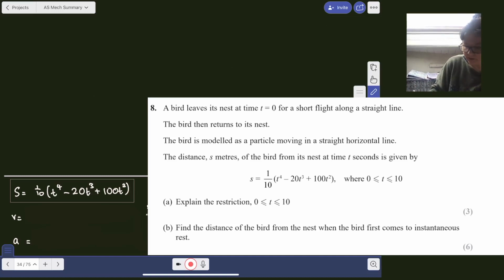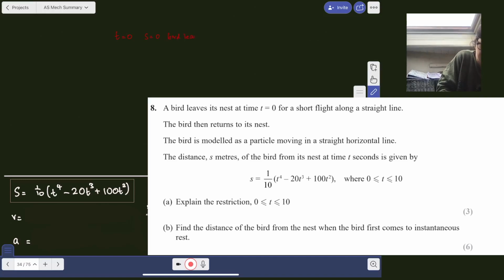Okay, then they tell us that the bird leaves its nest at time t is 0. So they're giving us some information. When t is 0, the bird is in its nest. So the distance from the nest is 0. S is 0. When t is 0, S is 0.